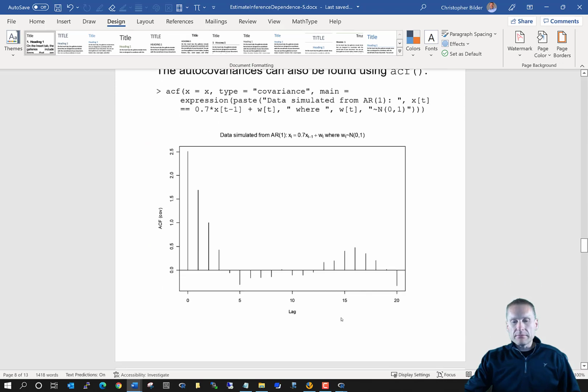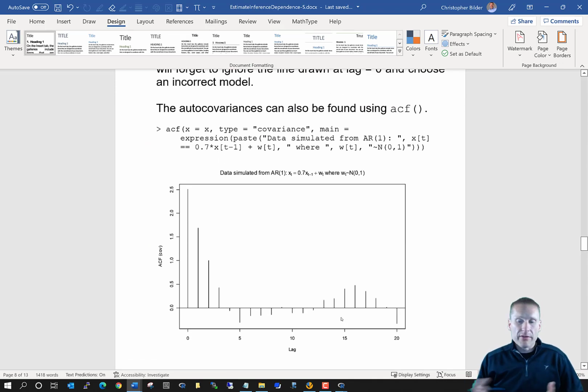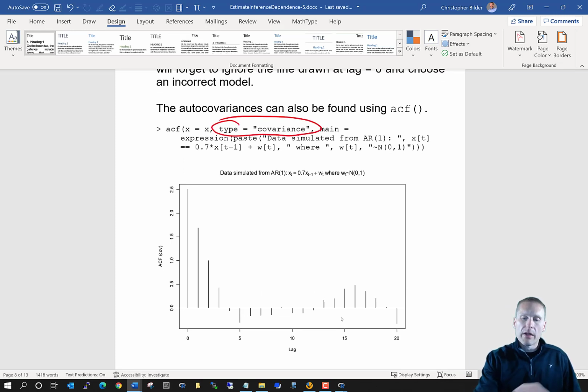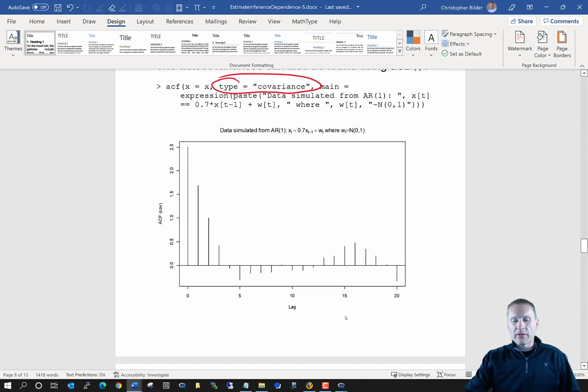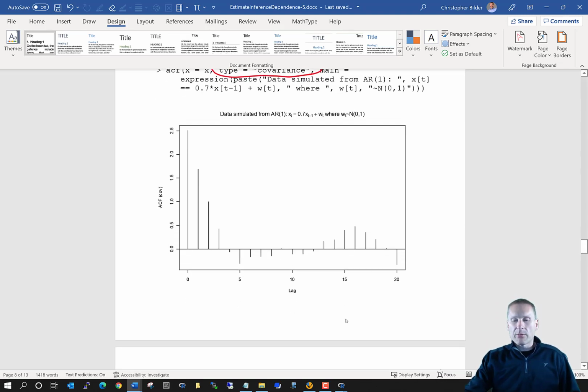Okay. Well, let's say that you want the autocovariances for some reason. How can you do that? Well, simply, instead of having type equal correlation, put type equal covariance. And here's what the autocovariance looks like. Of course, it's going to be the same shape.